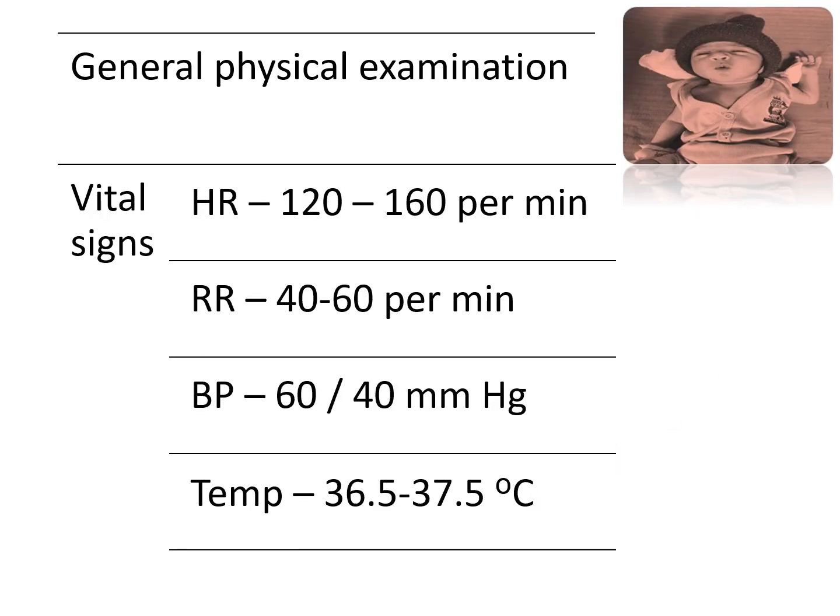After general appearance, in general physical examination, vital parameters. Normal heart rate in newborn is between 120 to 160 beats per minute. Normal respiratory rate is between 40 to 60 breaths per minute. And blood pressure 60 by 40 mmHg. In exam, you are not supposed to measure the blood pressure in a newborn because it requires a monitor, which is not available in exam. So instead of BP you have to mention the capillary refill time. I will tell you the details of CRT in the next slide. And temperature 36.5 to 37.5 degree centigrade.